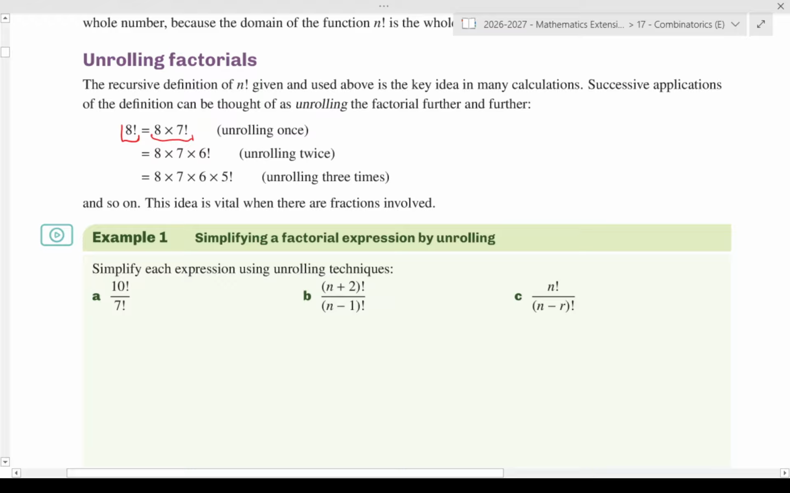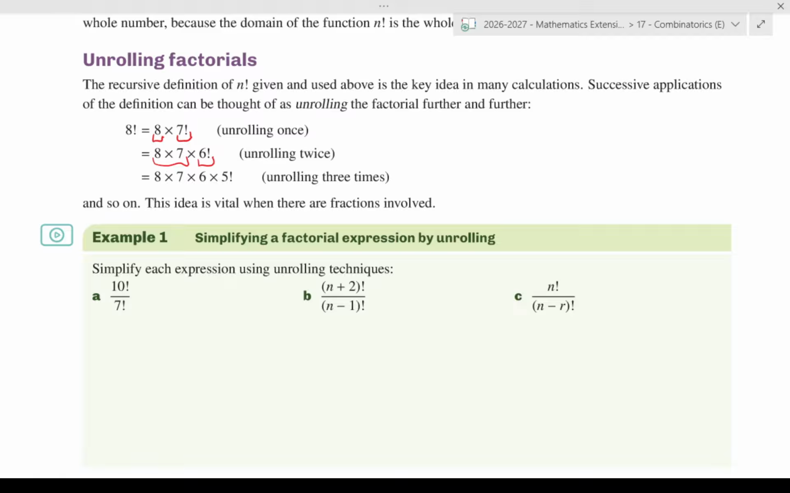So we know that 8 factorial is 8 times 7 times 6 times 5 times 4 times 3 and so on and so forth. So unrolling it means we're just going to take out the 8 and then we've got times 7 factorial, and then take out the 8 and the 7 times 6 factorial and so on and so forth. That'll just make it easier when we're doing things like simplifying fractions and stuff like that.